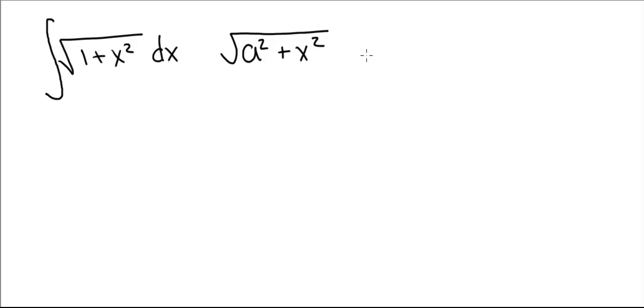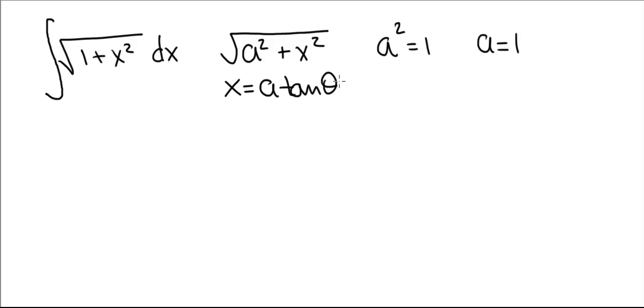Matching this to our problem, we see that a squared must be 1 squared, or 1, and we can take a to be positive 1. Whenever you have the square root of a squared plus x squared in your integral and the regular u substitution doesn't work, we'll be using trig substitution by letting x equal a times tangent theta. Now in our case, a is 1, so the substitution is x equals tangent theta.